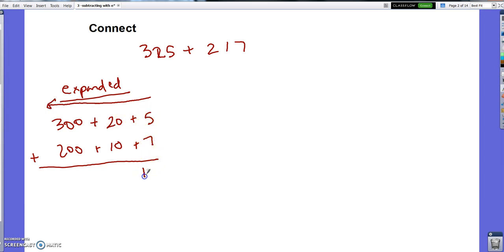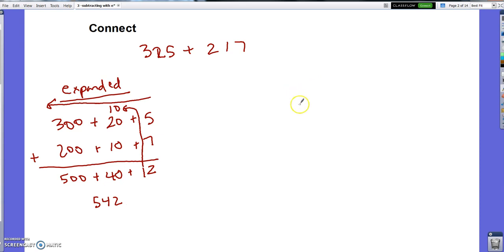And we did it like this. 5 and 7 made 12 in the ones place. But since we can't have two digits in the ones place, we left the 2 ones and took the 10 and made it one extra 10. And then we added our tens, got 40. And then we added our hundreds, got 500. And we ended up with 542.